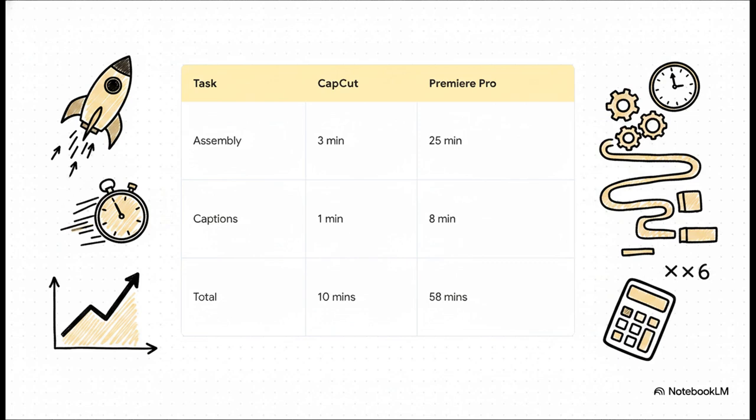Now, in Premiere Pro, manual assembly takes around 25 minutes, plus 8 minutes for captions, bringing your total time to nearly an hour. If you're a creator who is publishing daily, CapCut isn't just a little bit quicker, it is mathematically 5 to 6 times faster. That is a total game changer for your output.